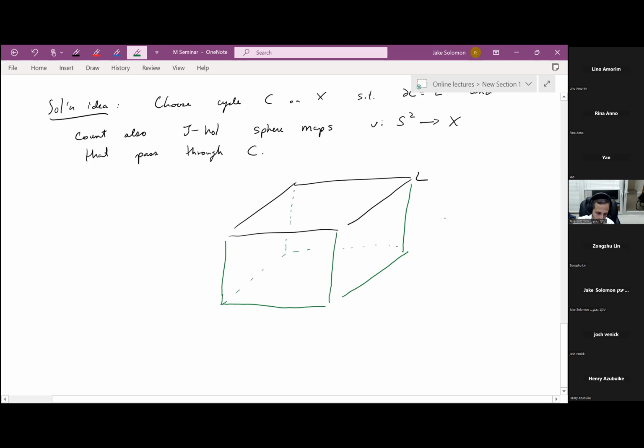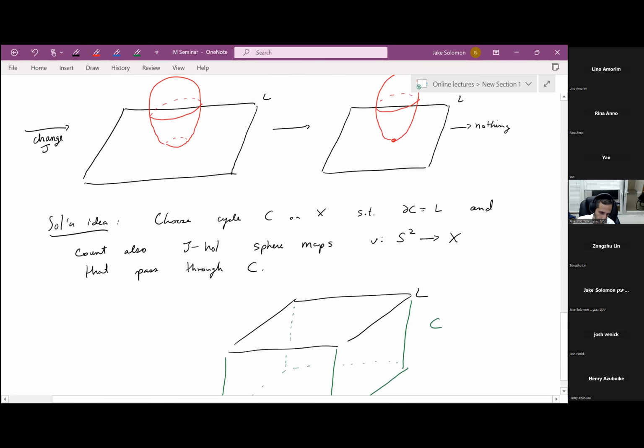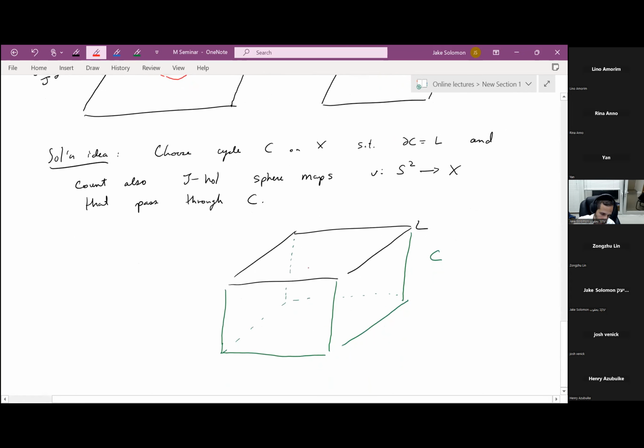This is maybe like a rough idea of C. And then after counting things which just end on L, we can count things which go on and end inside of C now.